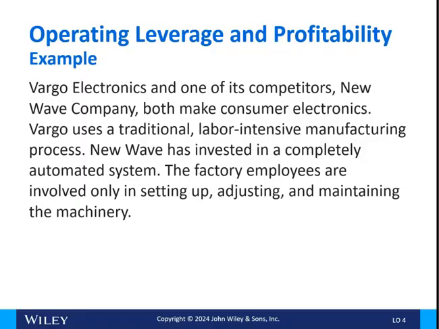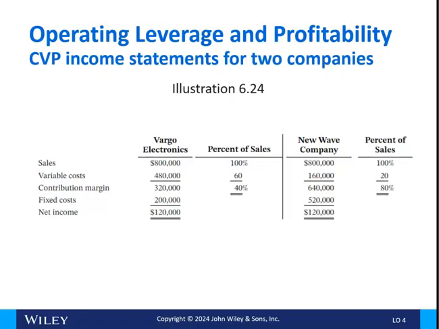So let's look at our cost volume profit income statement for the two companies. So we're taking this and comparing two companies instead of looking at changes for one. So we have our sales, our variable cost, contribution margin. For Vargo, $320,000 of contribution margin is 40% of their $800,000 sales. New Wave, same level of sales of $800,000, but their contribution margin is 80%, double what Vargo is at $640,000.